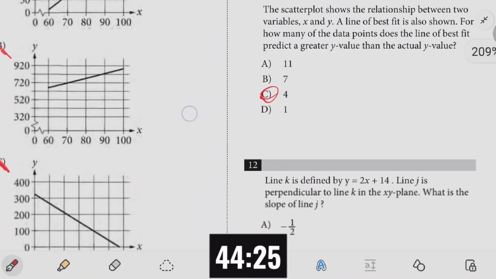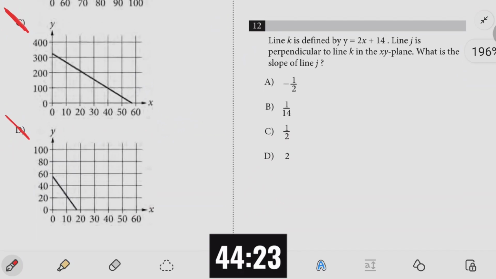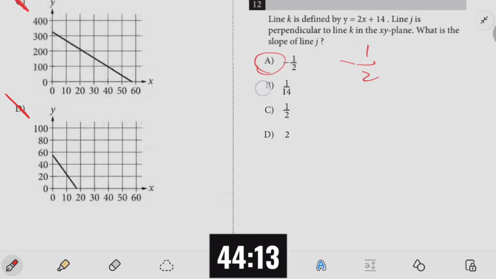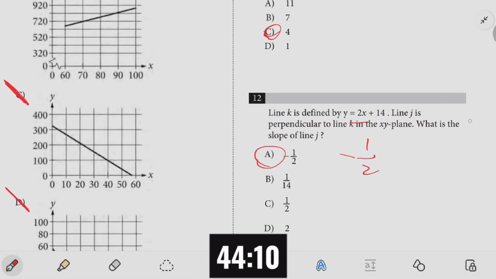Statistics application. Line K is defined by that. Line J is perpendicular. For a perpendicular slope, you take the negative reciprocal. Right here. The negative reciprocal of the slope, guys. A negative reciprocal is you flip it over and put a negative on it. Or if this was negative 2, the negative reciprocal would be 1 over 2.